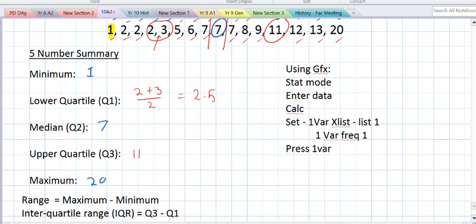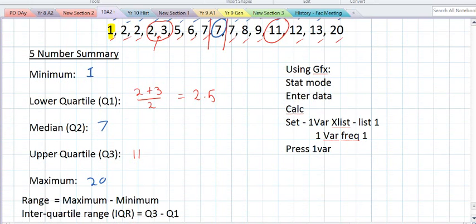Alright. Now, two more pieces of information we get from this are called the range and the interquartile range. Range, you'll have seen in previous years working with data, is simply the maximum minus the minimum. So it's 20 minus 1, which is 19. But the interquartile range is basically telling us how spread out our middle 50% are. So the range tells us how spread the 100% of the data is, but the interquartile range tells us how spread that middle chunk is. It's the distance between these two numbers. So in our case, it's 11 minus 2.5.